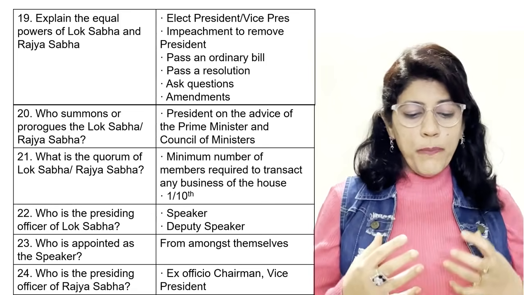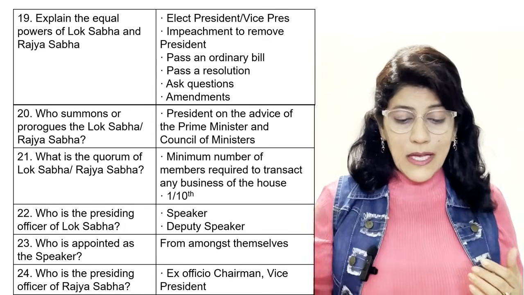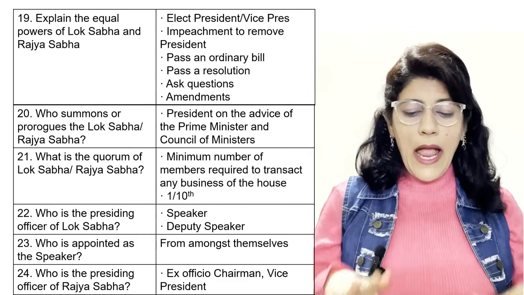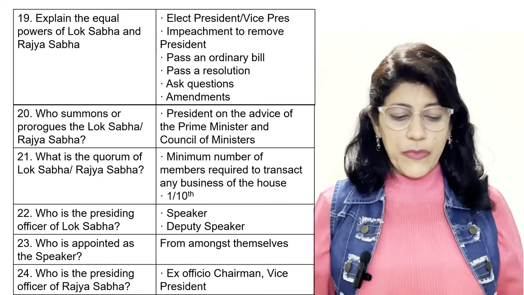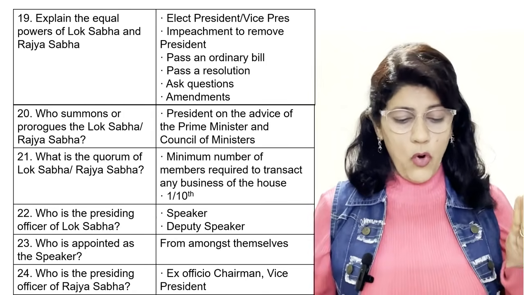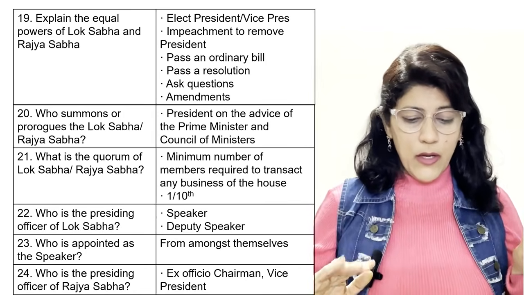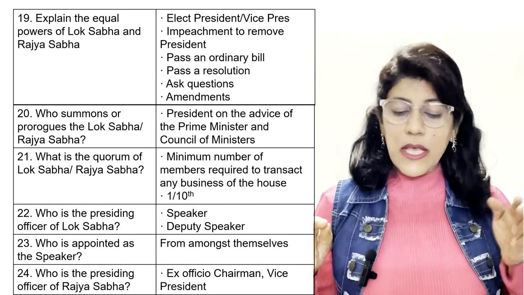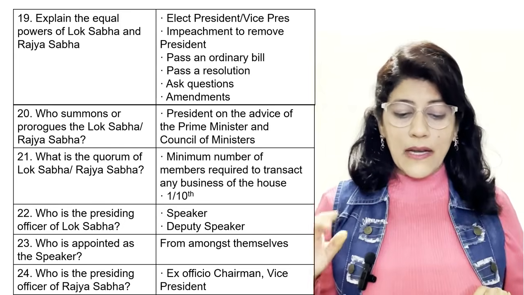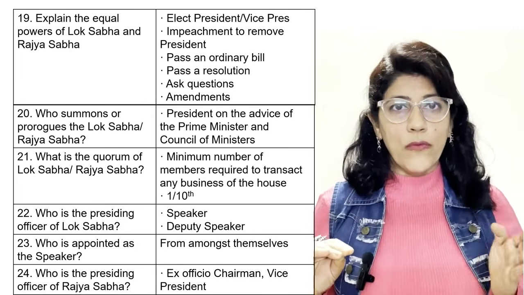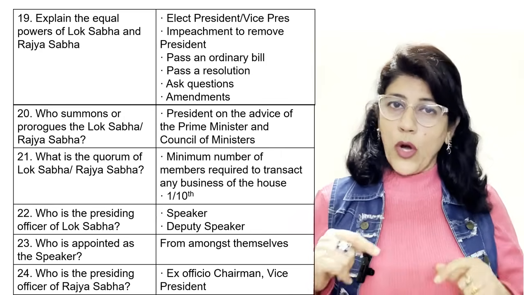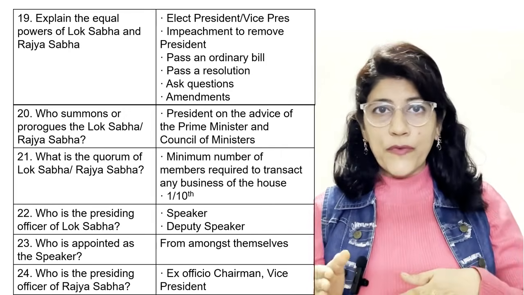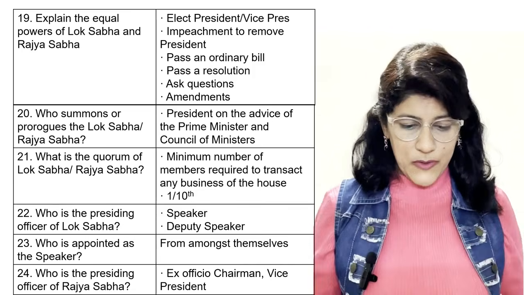Who summons or prorogues the Lok Sabha or Rajya Sabha? President on the advice of Prime Minister and Council of Ministers. Next, what is the quorum of Lok Sabha or Rajya Sabha? So, minimum number of members required to transact any business of the house, and the strength is 1/10 of the total strength of the house. So if we have 250 members then 1/10 means 25 members. If 550, then 1/10 means 55 members.